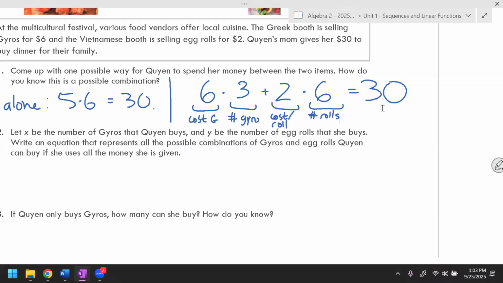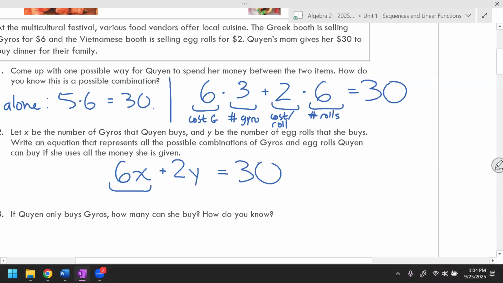6x. Okay, so if I do 6 times x, which is the number of gyros, then this term is how much I'm spending on gyros. And if I add that to 2y, that's the amount I'm spending on egg rolls, and that's going to equal 30. See that? 6x plus 2y equals 30.